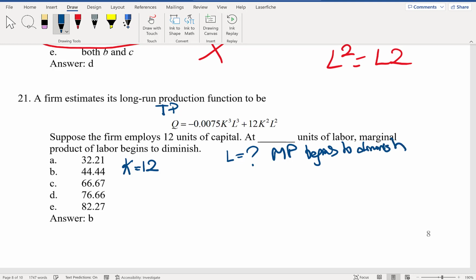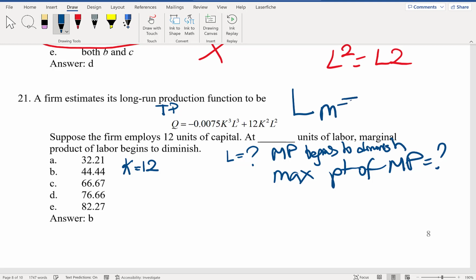In other words, I'm looking at the maximum point of marginal product. Okay, what is the L? Remember L, labor that gives the maximum point of marginal product, beyond which it starts to diminish. So the formula was negative b over 3a.